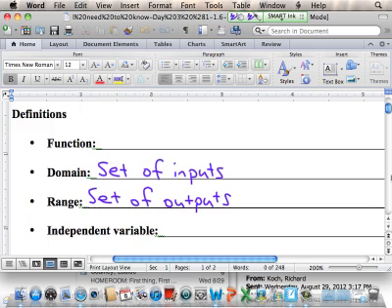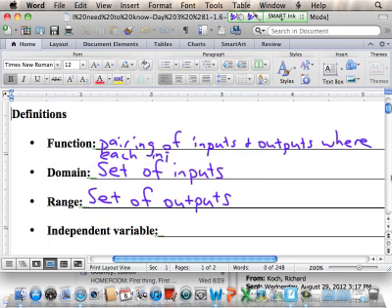So let me write this down. It's a pairing of inputs and outputs in which each input is paired with exactly one output. Okay, where I've got to go down below here now. Where each input is paired with, and this is important, exactly one output. Okay, I apologize, I ran out of room there.